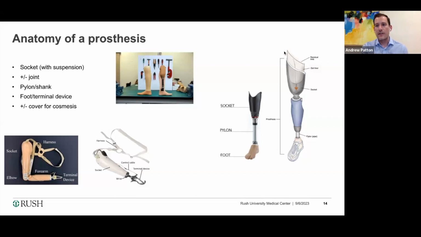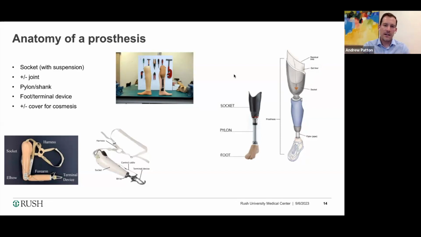So they're going to have a gel liner. I like this picture because it actually separates these two things out. This gel liner is basically like a neoprene sleeve that rolls onto the residual limb and then allows that to interface with the socket itself.